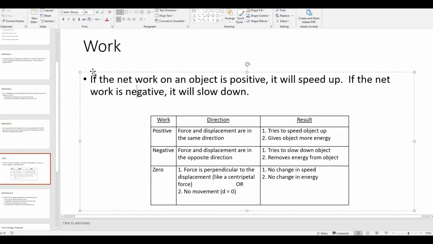This chart just summarizes what we've been talking about. With positive work, the object is going to gain energy and speed up. If the work is negative, the car is going to lose energy and slow down.